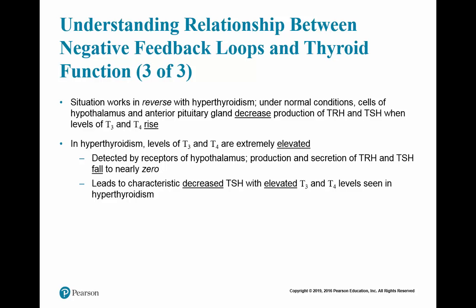And then it works in reverse for hyperthyroidism. The cells of the hypothalamus and the anterior pituitary gland normally decrease production of TRH and TSH if you have a rise in T3 and T4 levels. But when you have hyperthyroidism, you've got more T3 and T4, so the receptors in the hypothalamus detect this, and you're going to produce less TRH and TSH. And so those levels are going to get low.